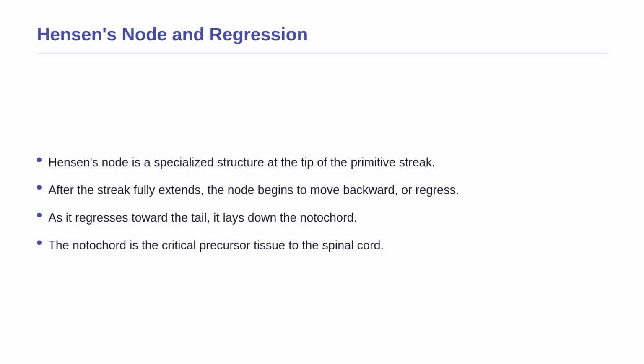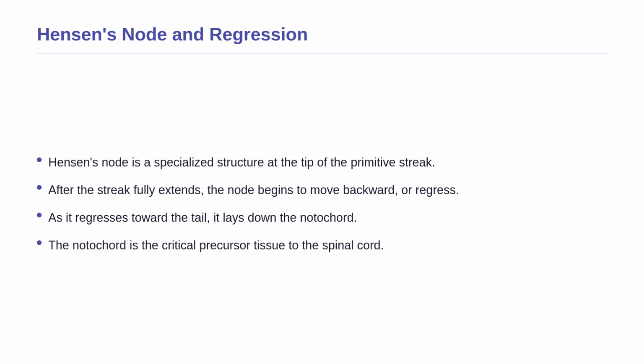At the very tip of this primitive streak lies a fascinating and specialized structure called Henson's node. Think of it as the master conductor of the embryo. Once the primitive streak has fully extended across the flat disc, Henson's node does something remarkable. It shifts into reverse. It begins to move backward, or regress, toward the tail end of the embryo.